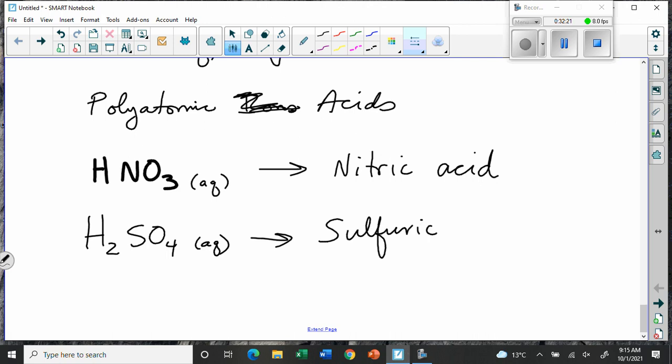Sulfuric acid. So sulfate over here, hydrogen sulfate becomes sulfuric. Ate becomes ic. Ate becomes ic. Remember that. Next year in grade 11, you're going to learn about a whole bunch of other acids that have slightly different names, but they're all different patterns. I'm just going to introduce you to some of the most basic ones for now.